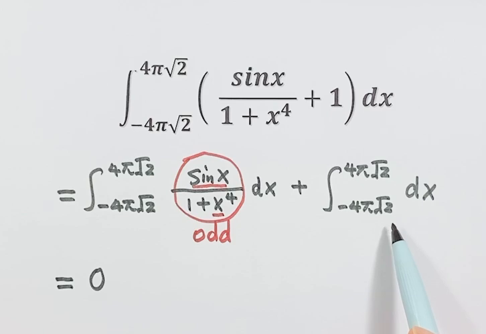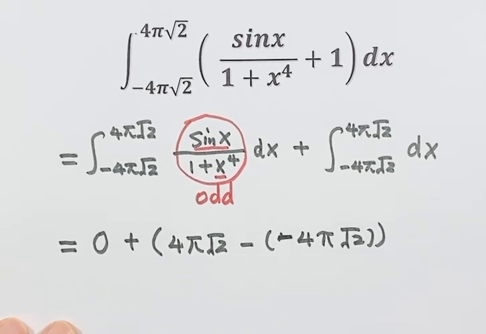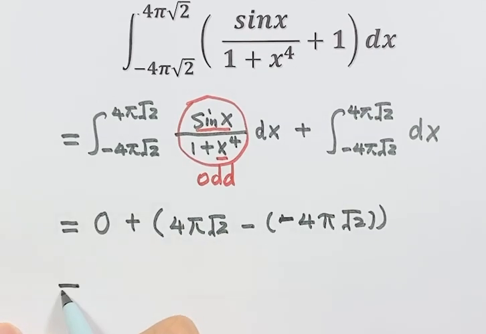Then for this integral of a constant 1, it's just the upper bound minus the lower bound. Okay, so here's the upper bound, and minus the lower bound. Then continue to simplify. Then we have pi square root 2. That is the answer for this question.